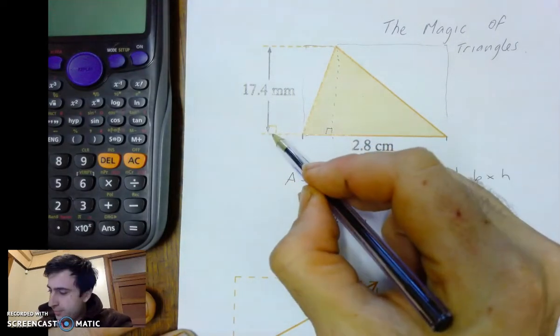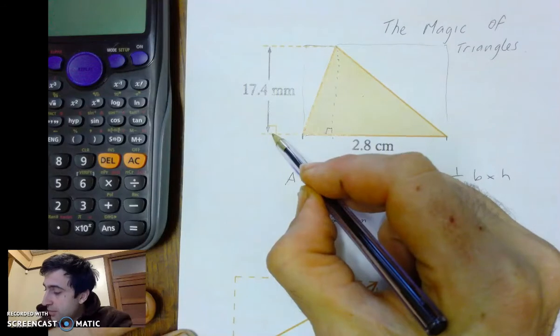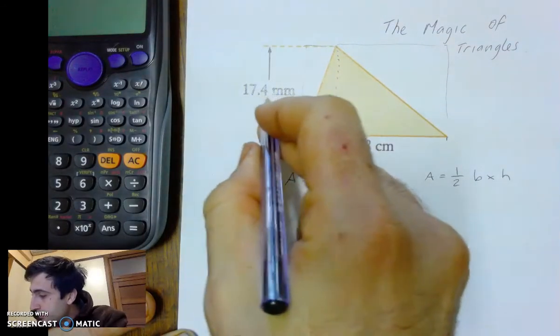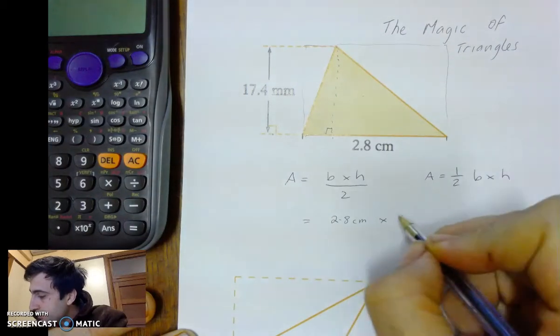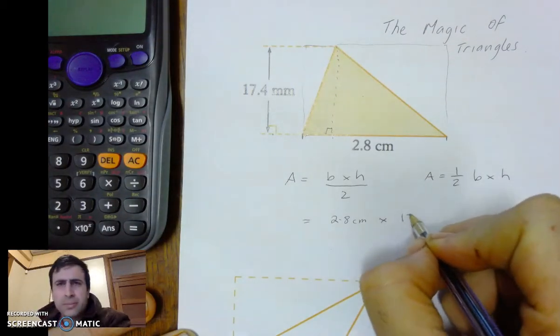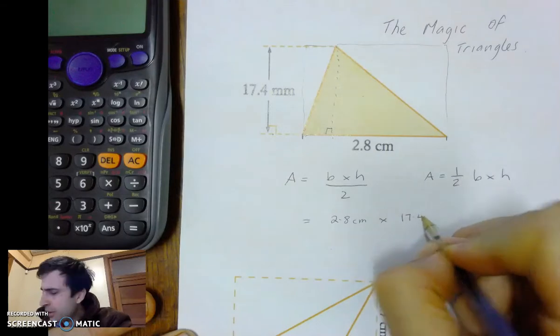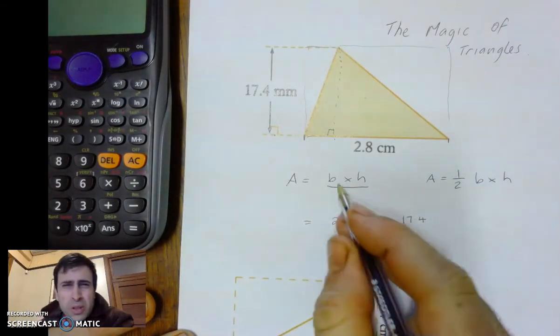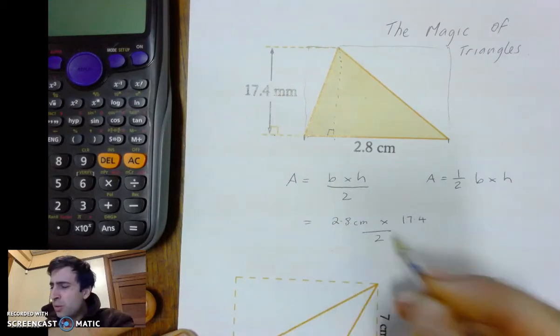And we times that 17.4 by 2.8. We have a problem that we haven't recognised. Sorry, it's base times height divided by 2. What's this problem we haven't recognised? I'll give you a hint.